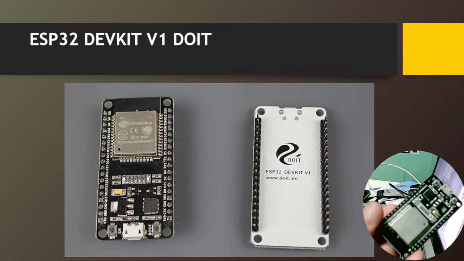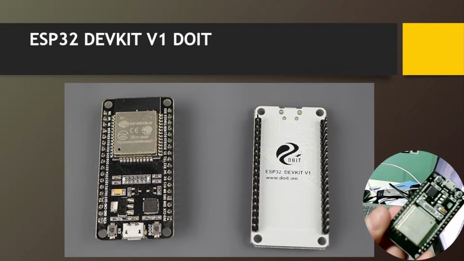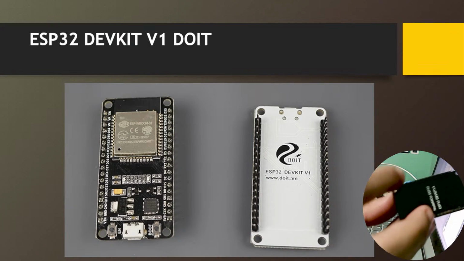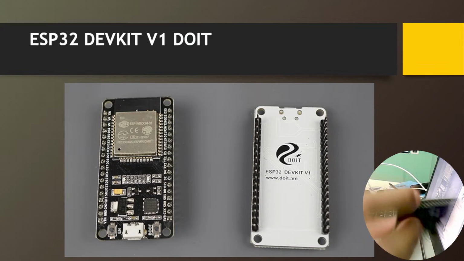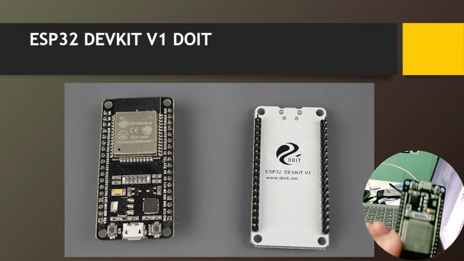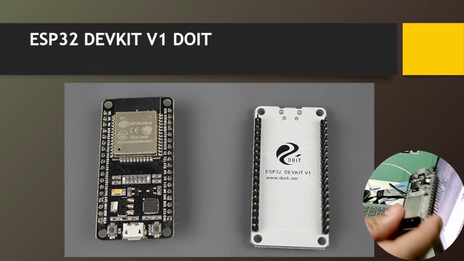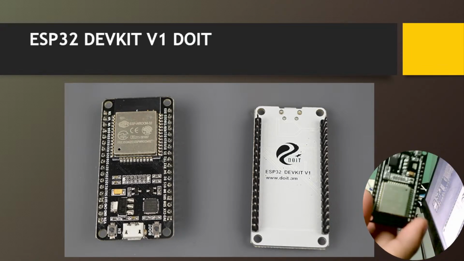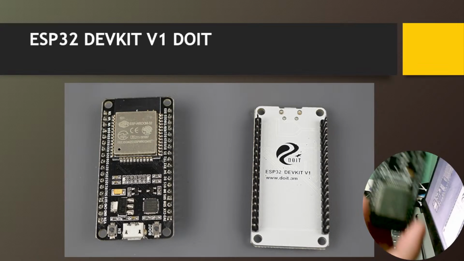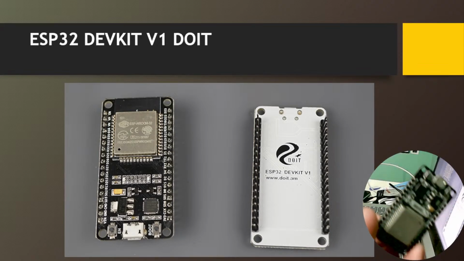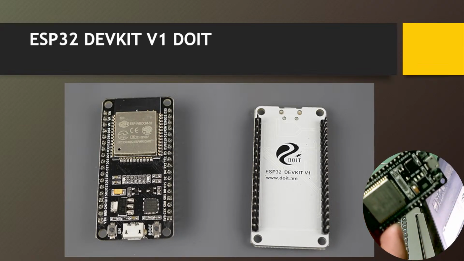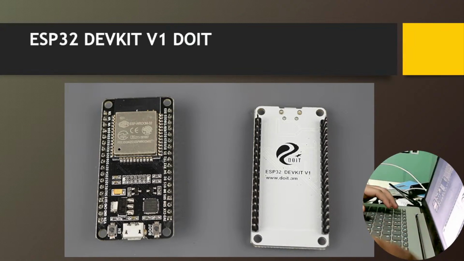So see this board I have here. This is exactly the same board. Here you can see on the backside it is written DevKit V1, and this is an ESP32 board. Today I am going to use this board for programming and will be writing some basic programs, how to implement them, how to dump the code into the ESP32, and what changes you need to make there. So we'll be seeing all that.